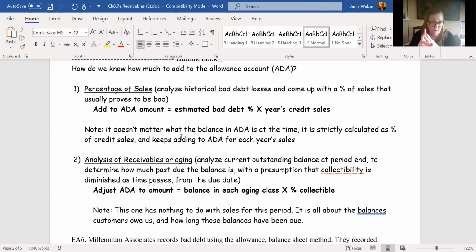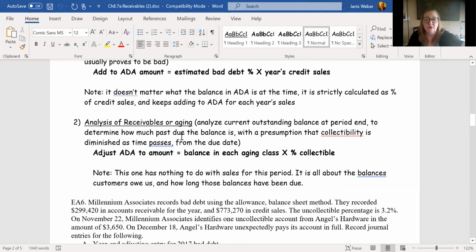And the percentage that's going to be bad. So the problem's always going to have to give you, we're not going to be able to manufacture a percentage that's bad of accounts. So the problem will have to give that to you, and then they will let you see the credit sales for the year. Okay, so that's one way. That's actually the easiest way, is just to use the percentage of sales, because it is what it sounds like. Credit sales times this percentage that the problem will have to give you.